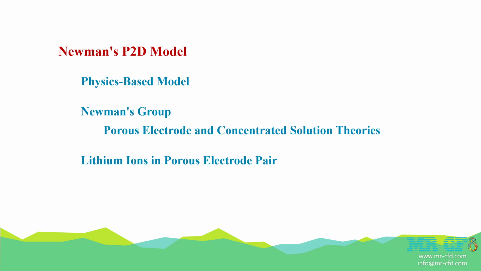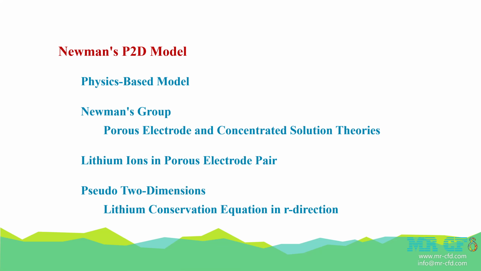So we assume that a battery has a porous electrode pair where lithium ions move in the holes inside it. Porous electrodes are composed of spherical grids where the lithium conservation equation is solved in the R direction. Hence, this model is called pseudo-two dimensions.